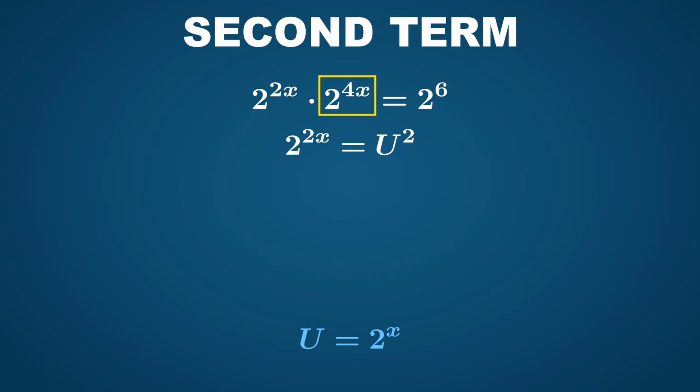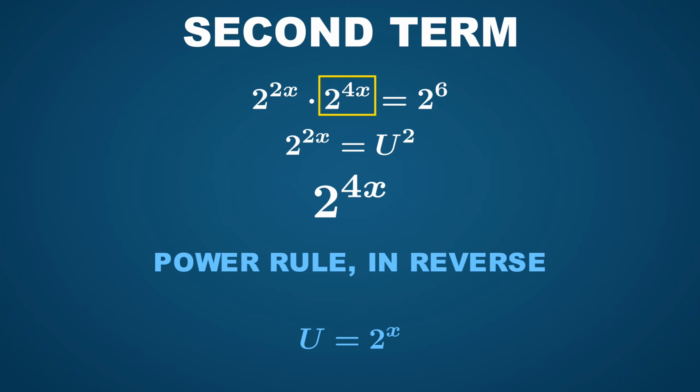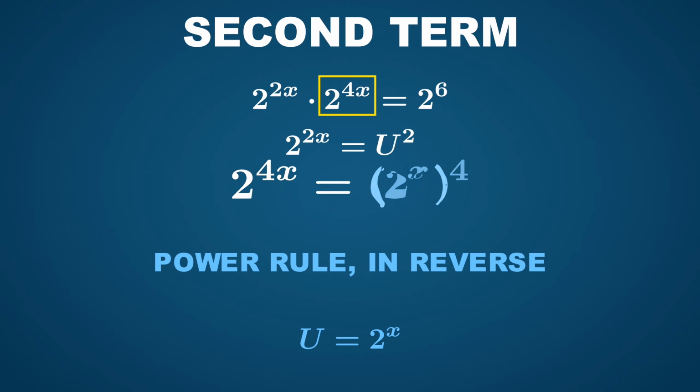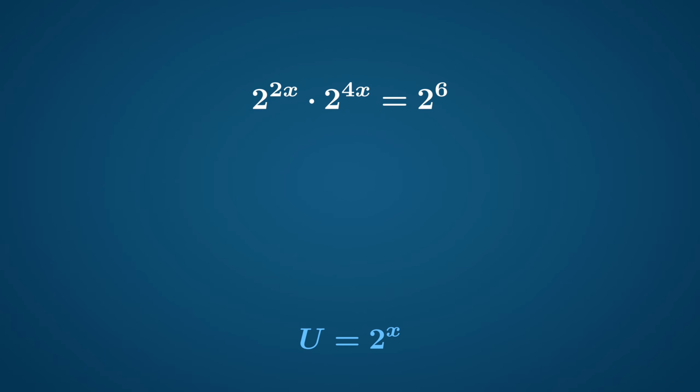Now let us examine the second term in our current equation. This term is 2 raised to the power of exactly 4x. We could also rewrite this using the reversed exponent power rule. 2 to the 4x is the same as 2 to the x all to the 4th. Again, we will replace the 2 to the x portion with our u. The expression becomes the variable u raised to the 4th power.